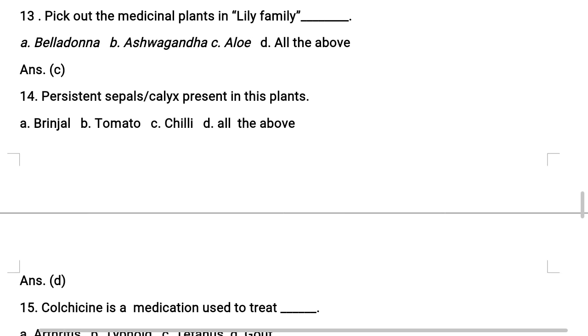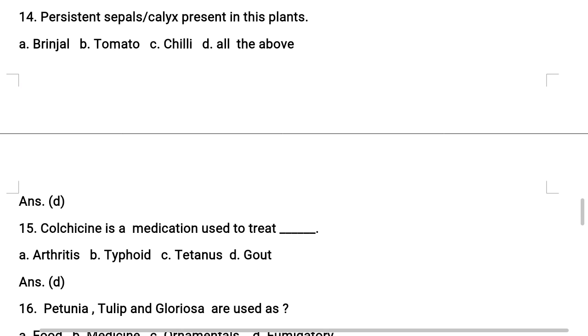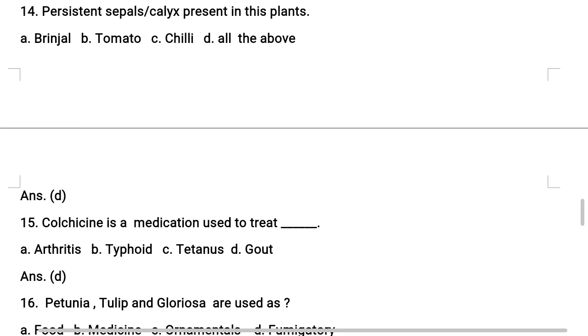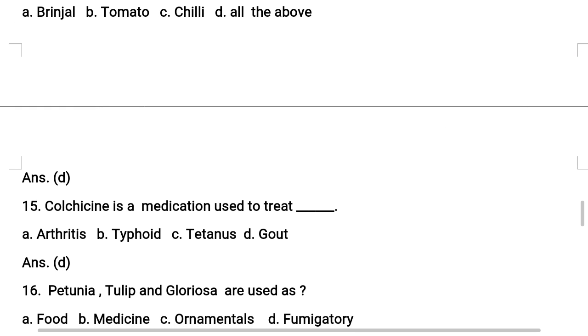Okay, now coming to 14th question. Persistent sepals or calyx are present in these plants. What are those? Let's see options. A, brinjal. Option B, tomato. Option C, chili. Option D, all the above. So the correct option for this question is option D.